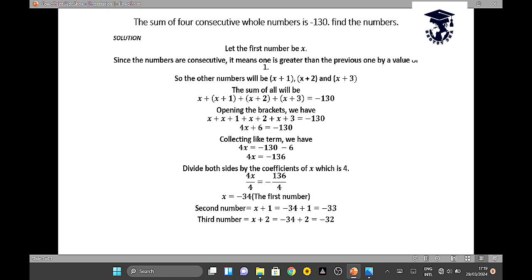And lastly, we've said the fourth number is equal to x plus 3, which is equal to minus 34 plus 3 to give us minus 31. So we move on to say that the four numbers are minus 34, minus 33, minus 32 and minus 31.